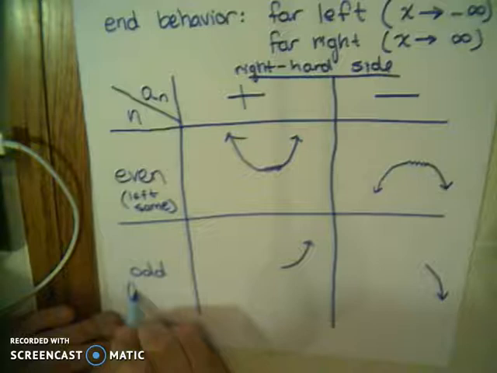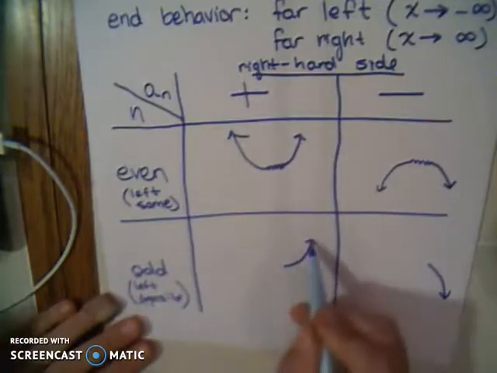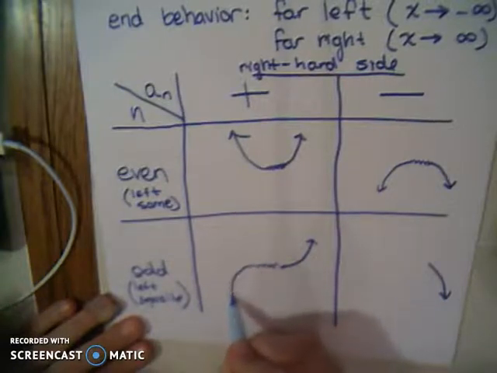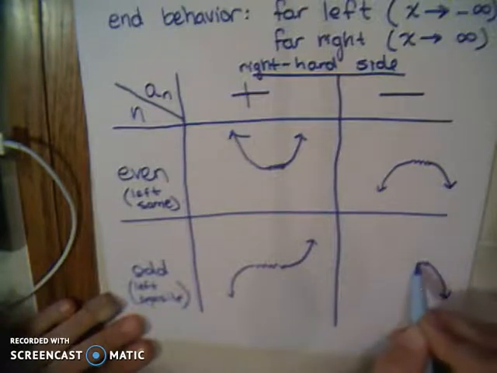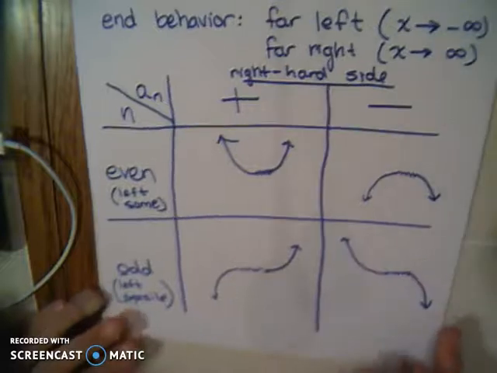And an easy way to remember that is they both start with O. Odd power means your two arms of your graph do opposite. So if the right-hand side goes up and the power is odd, that means the left-hand side goes down. If the right-hand side goes down and the power is odd, that means the left-hand side goes up.